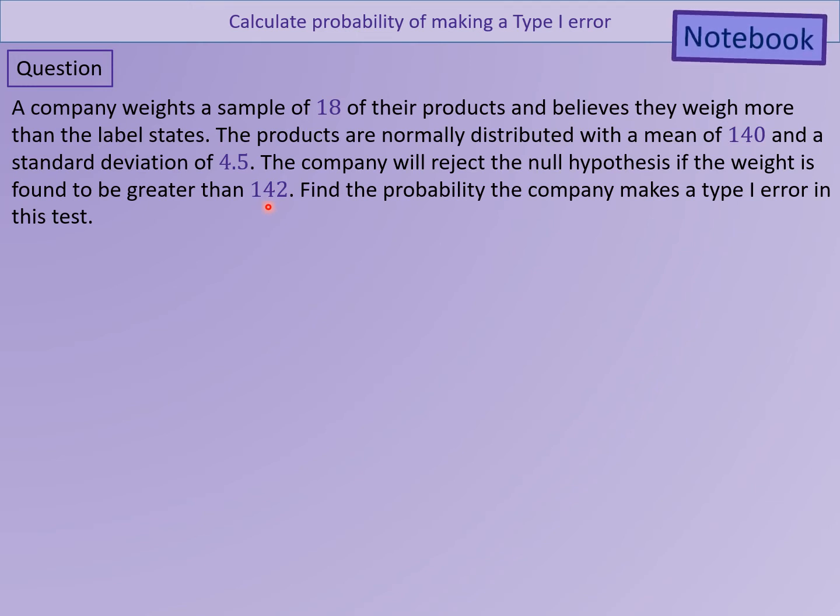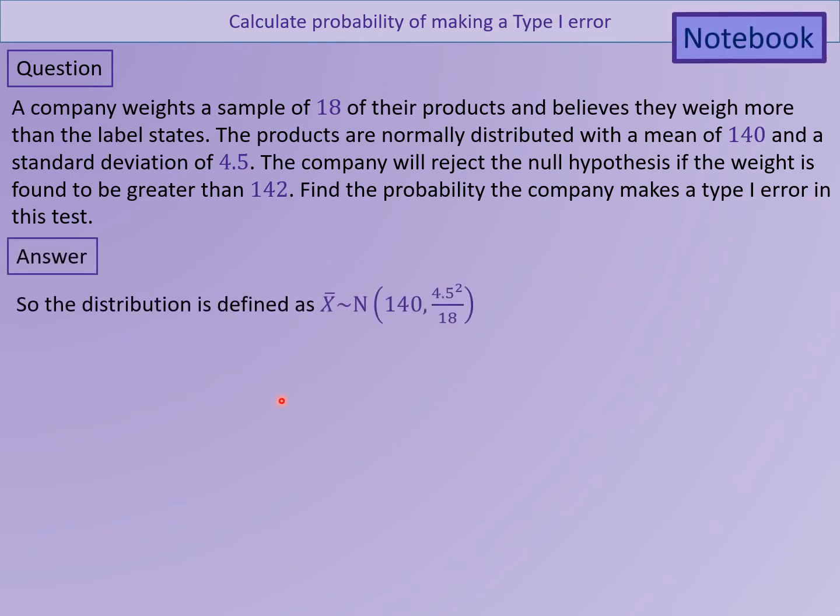I need to find out what the probability of getting that is. Find the probability the company makes a type 1 error in this test. So if I can find that critical value, that would give me my significance level, and that significance level will be the probability of making a type 1 error. So what have I got then? Well, the distribution is defined as the distribution of the sample means.